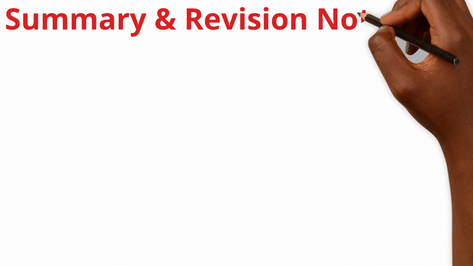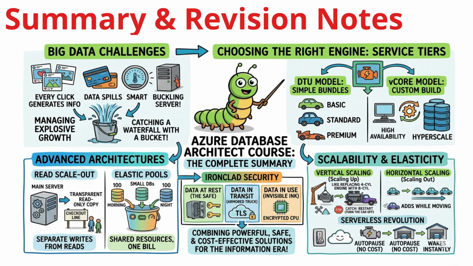In this course, we explored the massive challenges of big data and how traditional systems often buckled under the pressure of explosive growth. We learned how to choose the right database engine by comparing simple DTU bundles with the high-control vCore model. We mastered scalability, distinguishing between vertical power boosts and horizontal fleet expansion, while discovering how serverless tiers saved money through autopause. We examined sharding techniques to break massive data into manageable pieces and used Read Scale Out and Elastic Pools to maximize resource efficiency. Finally, we secured our solutions by implementing ironclad encryption for data at rest, in transit, and even while in use.